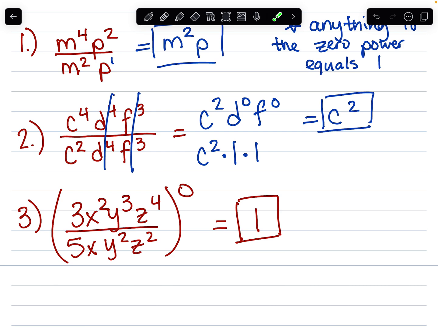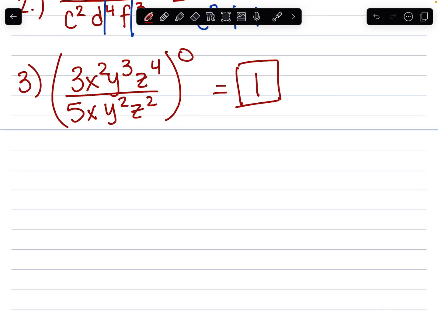Okay? All right, 3 more examples, and I'll be done. Are we feeling okay with it so far?